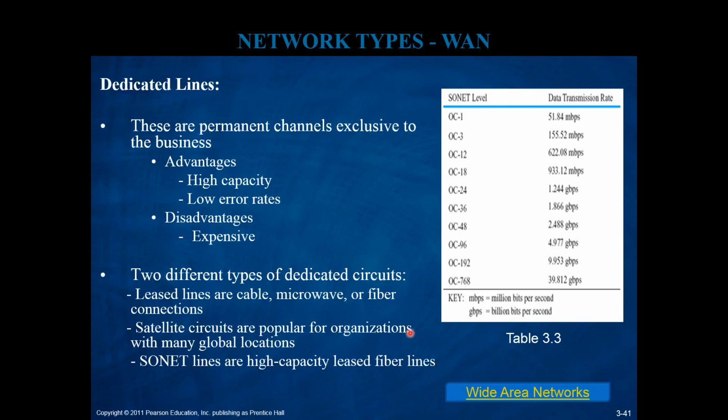There are two different types of dedicated circuits. First of all, you have leased lines, that are more or less physical. You have cables, microwave, or fiber connections, and then you have satellite circuits, and they are popular among organizations that have global locations. And then you have the so-called SONET technology. Those are fiber optics lines that are leased using a certain protocol so that several transmissions can be done, or several organizations can share the same kind of fiber optic cable at the same time.